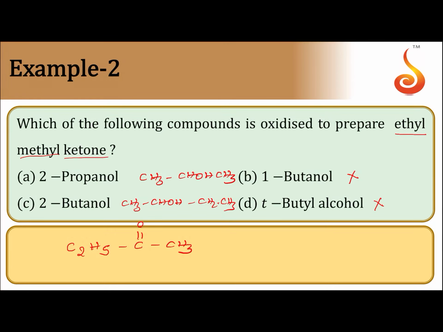But how many carbon atoms are there in the given ketone in the question? Ethyl methyl ketone means there are 4 carbon atoms in total. So I cannot use propanol, even though it is a secondary alcohol, to get this ketone. I should use butanol. So your answer should be 2-butanol.